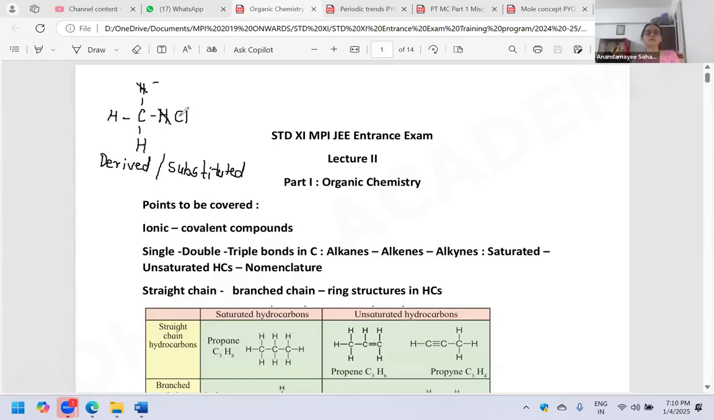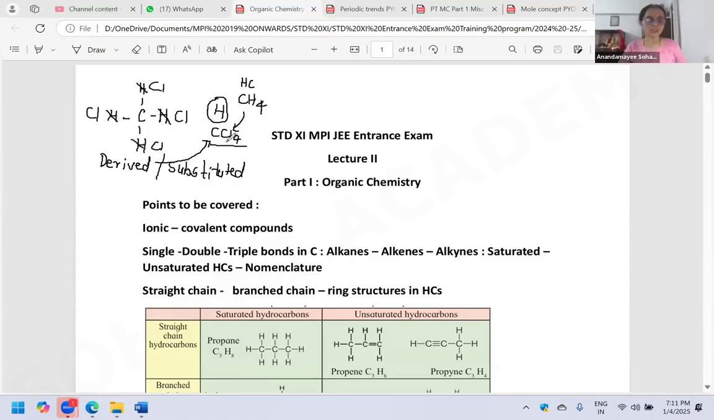In this fashion, if I remove all 4 H's and I put Cl in that, I will get a compound CCl4, in which no hydrogen is seen. I don't see any hydrogen in CCl4. Still, I call it an organic compound because it is a derived compound. Its parent is CH4. The original hydrocarbon from which CCl4 is derived is a hydrocarbon, and this is a substituted or derived hydrocarbon. Hence, even though I don't see hydrogen in this compound, I still call it an organic compound because it shows all the other properties of bonding, bond length, covalence. Those properties are a little high for us to discuss right now. You will eventually discuss them in your higher standards.